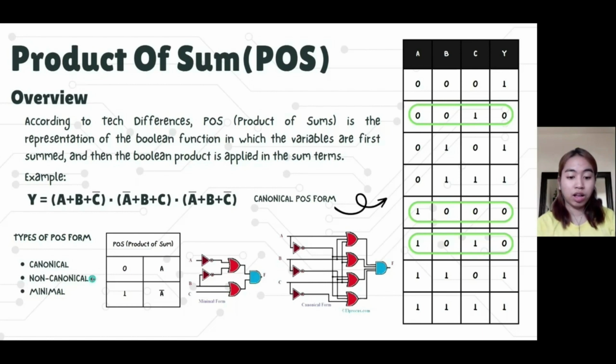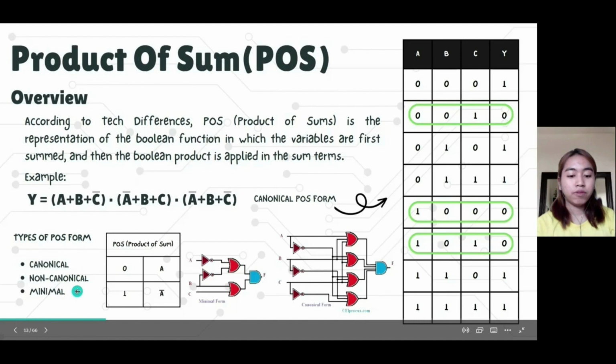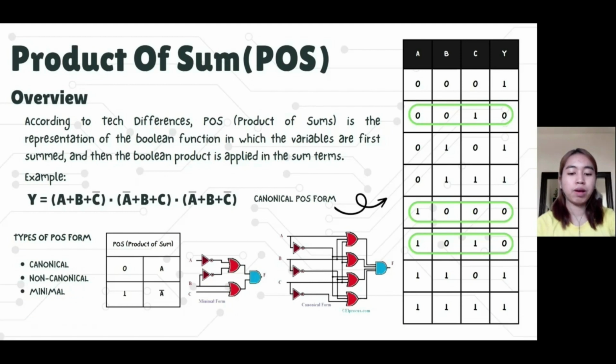Next is the non-canonical. It is the product of sums expression that is not in standard form and is called the non-canonical form. It's just the opposite of the canonical. While the minimal form is the most simplified and optimized form of a POS expression, which is non-canonical.